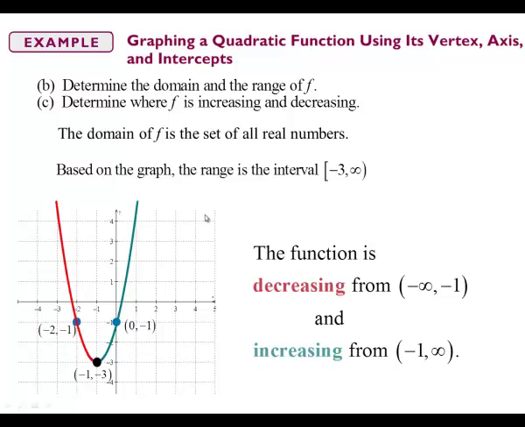Alright, and the range is going to be from the y coordinate of your vertex. And that's closed because that's a definitive point there. So it's going to be closed at 3 to infinity.